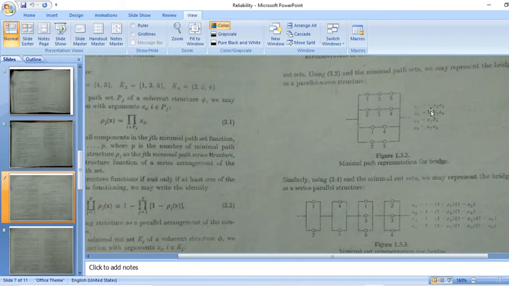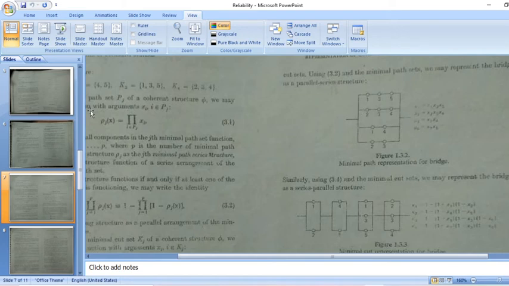Yeah, for the first path, the structure function is x1, x3, x5, because it is a product. For the series system, the structure function is a product. So it is denoted as rho 1. Rho 1 is x1 into x3 into x5. The theoretical part is explained here. Rho 2 is x2 into x3 into x4. Rho 3 is x1 into x4. Rho 4 is x2 into x3. Okay, clear? So the entire system can be represented as a parallel connection of series subsystems.